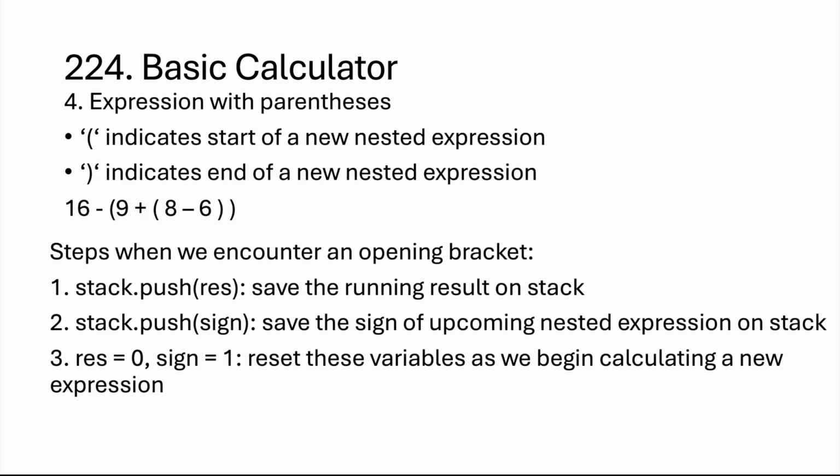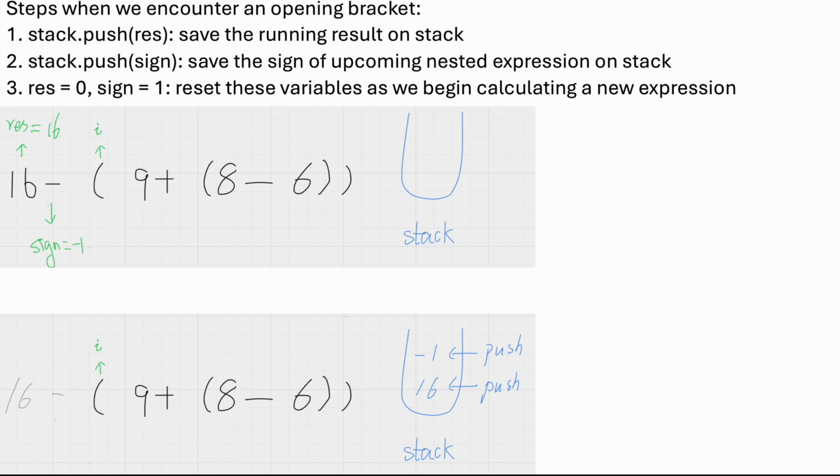Part 4 is expression with parentheses. Open bracket indicates start of a new nested expression. Closing bracket indicates the end of a nested expression. When we encounter an open bracket, we can follow the steps below. 1. Stack push result, save the running result on stack. 2. Stack push sign, save the sign of upcoming nested expression on stack. 3. We reset result to 0, sign to 1 as we begin calculating a new expression.